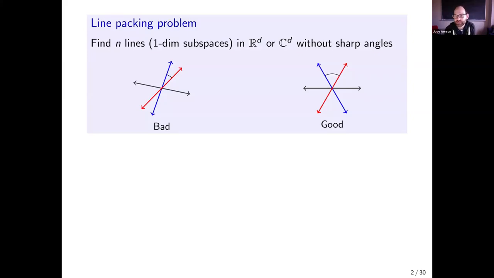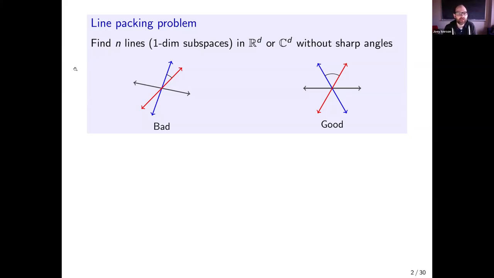All right, this is a slide I use over and over again in my talks. I want to talk about the problem of packing lines. So here I'm given n lines. I can't change n, and by lines I just mean one-dimensional subspaces in a space of a fixed dimension, it could be real or it could be complex. And my job is to arrange these lines so that I don't have sharp angles, okay?